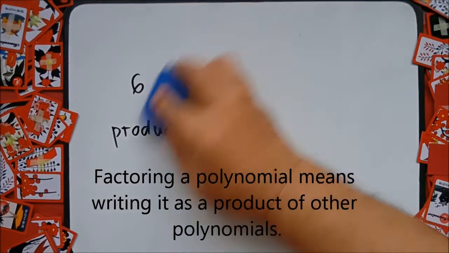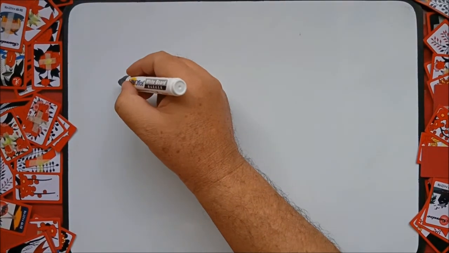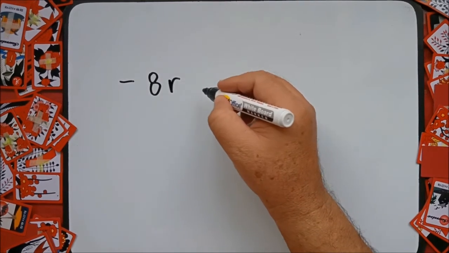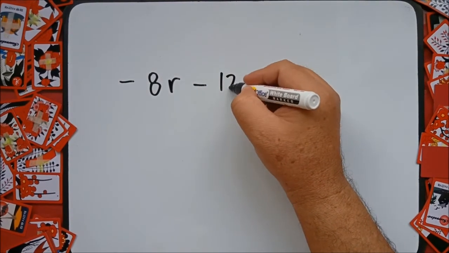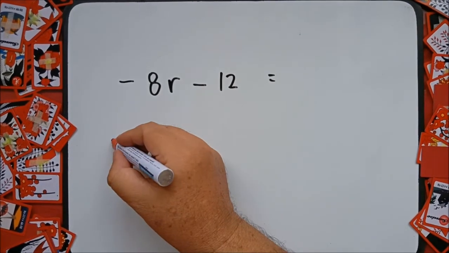Okay, let's take for example negative 8r minus 12. Okay, what are the factors? Anong sabi ko sa inyo? Uunahin niyo muna yung number, yung numerical coefficients. Okay, since negative is common, ilabas mo ngayon ang negative.